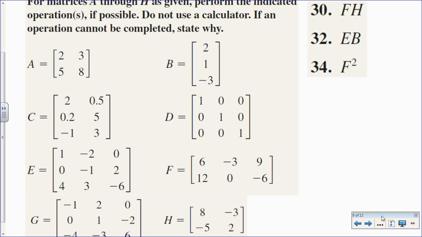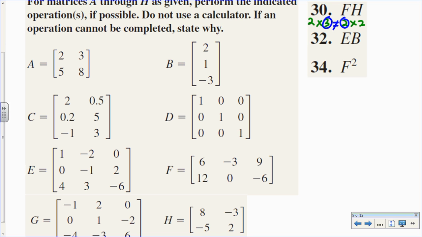So F times H. The first thing you should do is write out the size of the matrices, so then you can figure out if it's possible to multiply them or not. So what size is F? 2 by 3. And H? 2 by 2. It doesn't work. Yeah, if you did switch the order, you could multiply. But the order matters. So if it says FH, you have to do that order. If you are doing FH, you cannot multiply because those numbers are not equal.